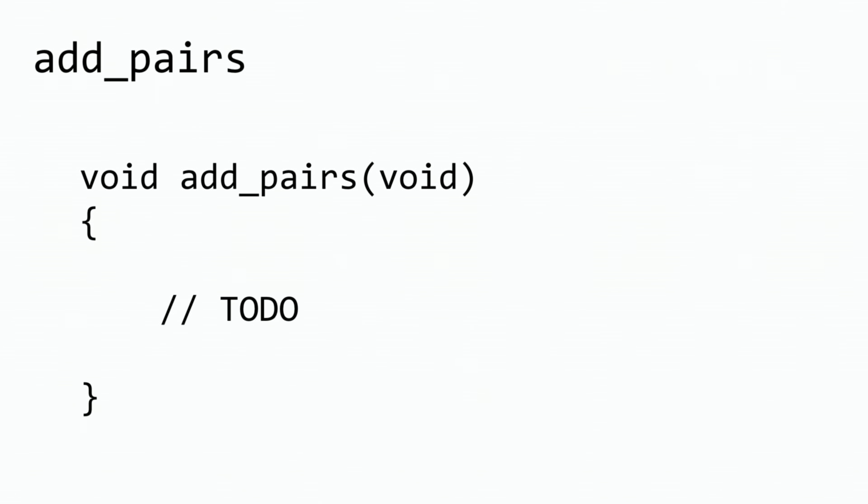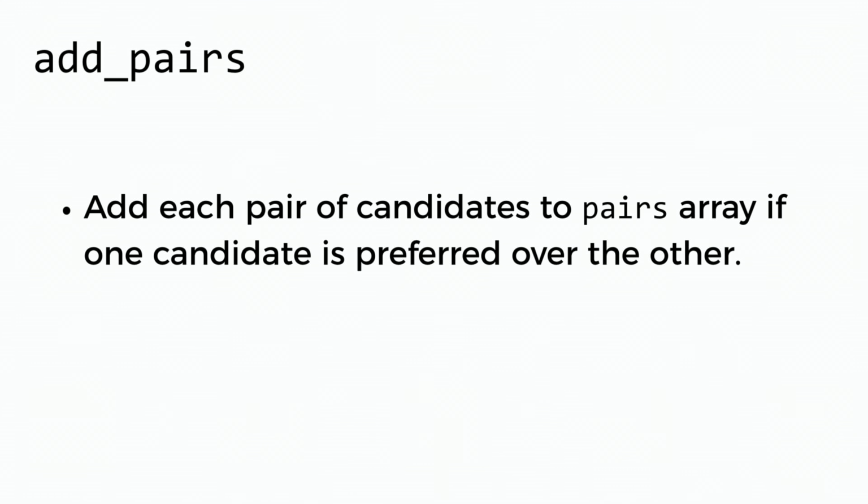The next function you'll write is the add pairs function. And this is the function that's going to basically add all of the pairs to your pairs array. So how is it going to work? You're going to add each pair of candidates to the pairs array if one candidate is preferred over the other. Again, if 2 candidates are tied, you shouldn't add them to the pairs array.